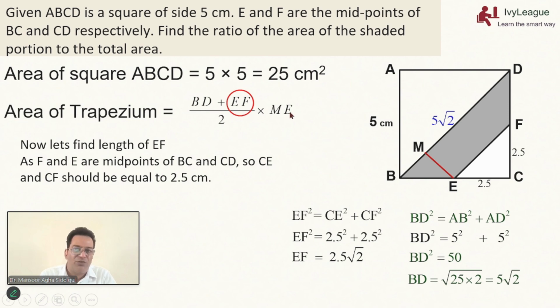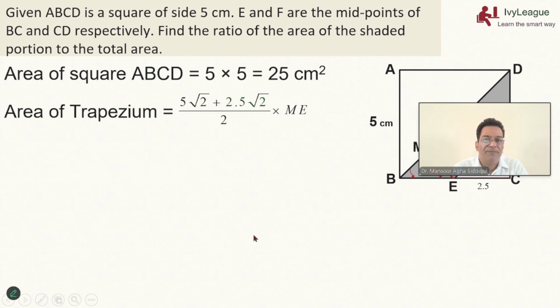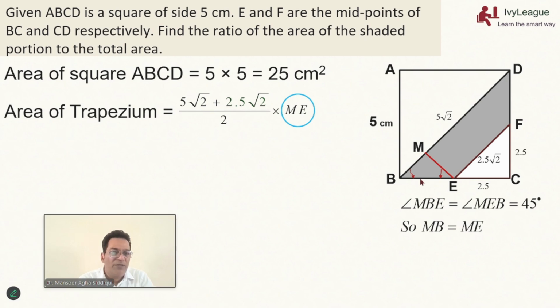Now the third challenge is to find out what is the length ME equal to, which is an even bigger problem. So when I find out the area of the trapezium, I already have this part of the equation ready with me. I still have to find out ME. So let's find out ME. I already know that these two angles are 45-degree angles and this is a 90-degree angle. So when I try to find out ME, I know that MBE and MEB are equal to 45-degree because this angle has to be 90-degree. So MB has to be equal to ME.